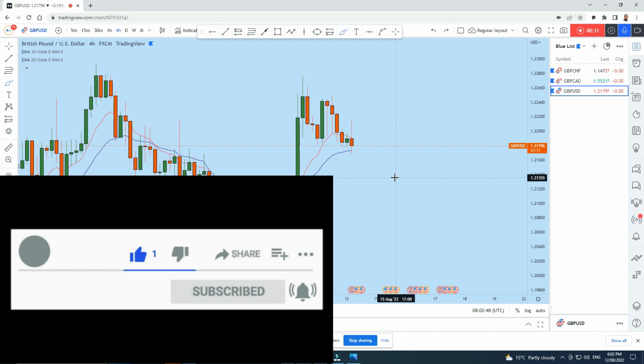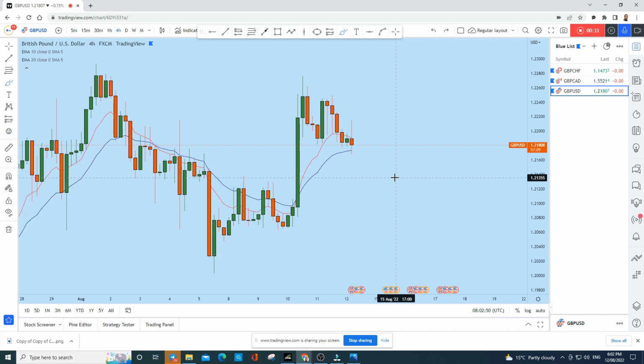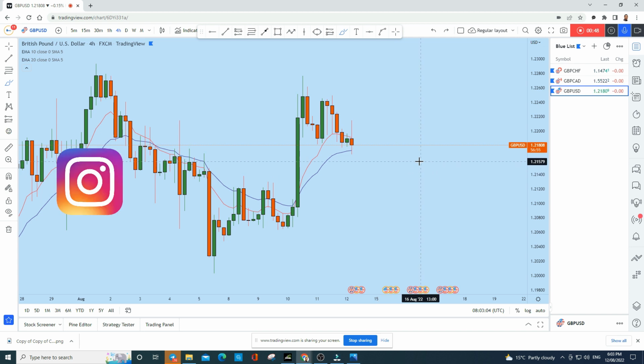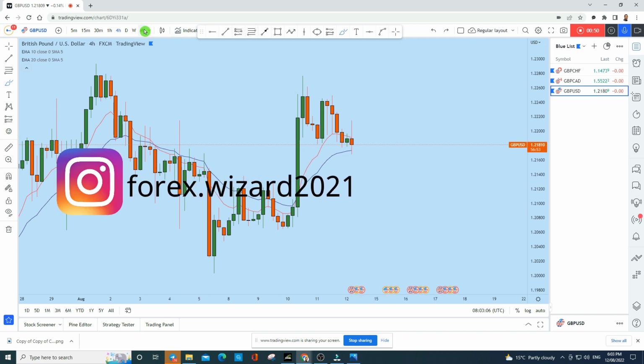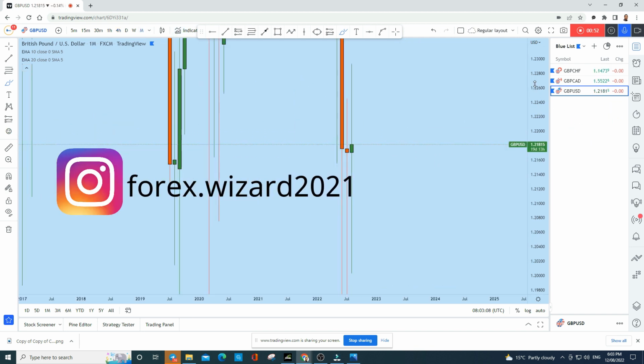Now at this point we see that British Pound US dollar is doing according to the plan, and GBP CAD and GBP CHF are also giving us a nice trading opportunity. Before we discuss what it is, let's do a complete multi-time frame analysis. Then we'll come back to this time frame to see how we can trade British Pound US dollar, GBP CAD, and GBP CHF. Starting with British Pound US dollar.